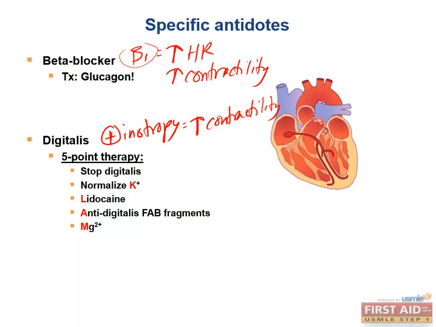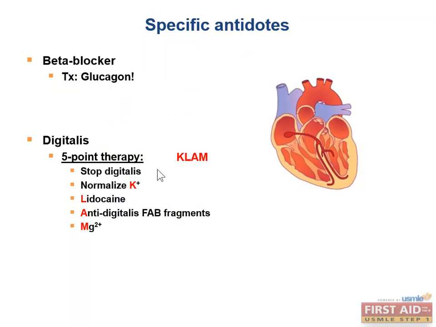An easy way to remember this five-point therapy is with the little memory aid CLAM. The C stands for cessation of digitalis, the K stands for potassium, L for lidocaine, A for the anti-digitalis Fab fragments, and M for magnesium.